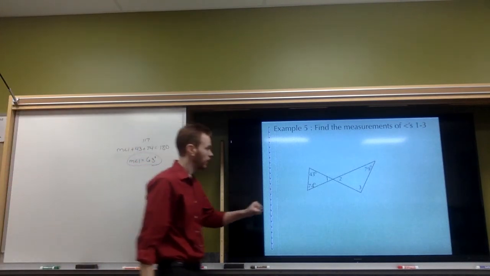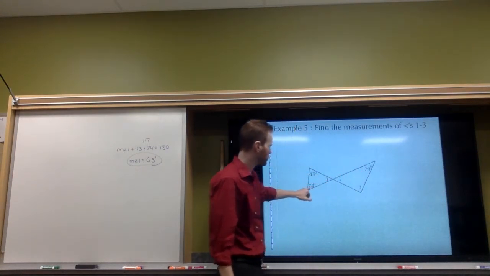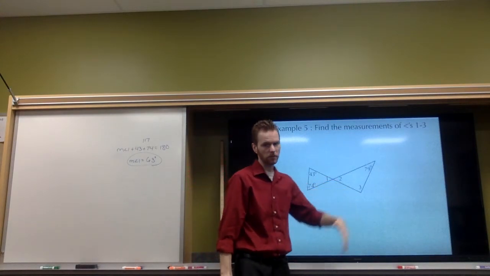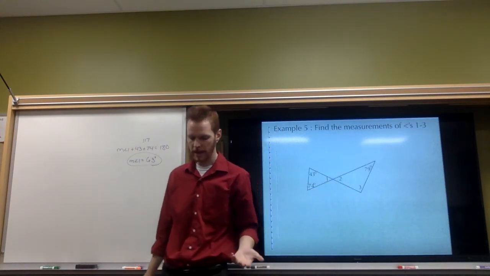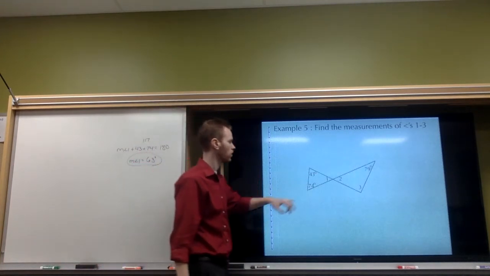Now notice something here. These triangles are being formed by these two lines crossing. And what's interesting is 1 and 2 do have a relationship to each other. If you remember back in your first couple lessons in geometry, these are called vertical angles.